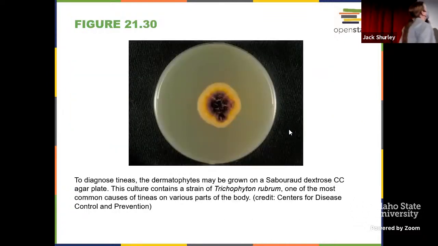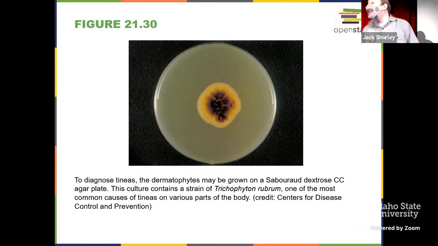So fungi, we can grow them on media like we think about growing bacteria, but they're different. They look different, right? It's also something where we look at the surface, and we also look at the bottom side of the agar to see how that appears. And that can be informative when we start trying to differentiate fungi, all right?